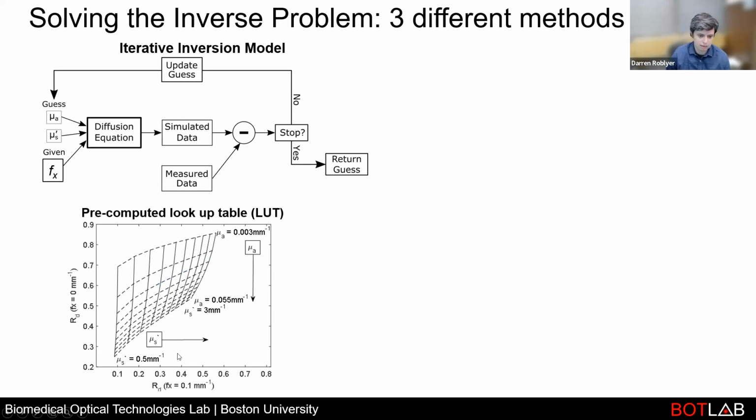And this lookup table can be pre-computed using the diffusion equation, or more commonly a Monte Carlo based simulation. And then doing this inversion is simply looking up in the table, which is very fast.